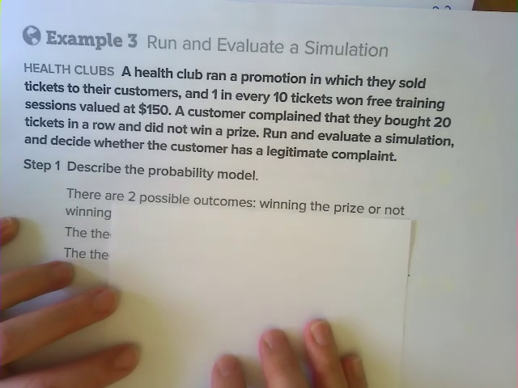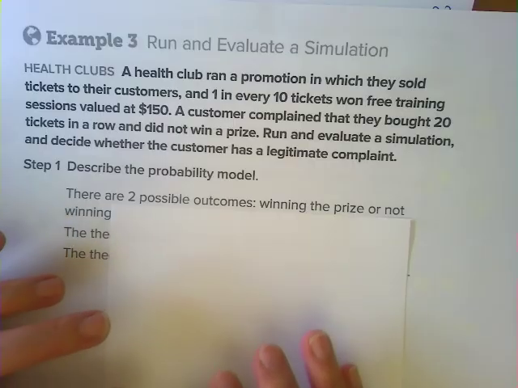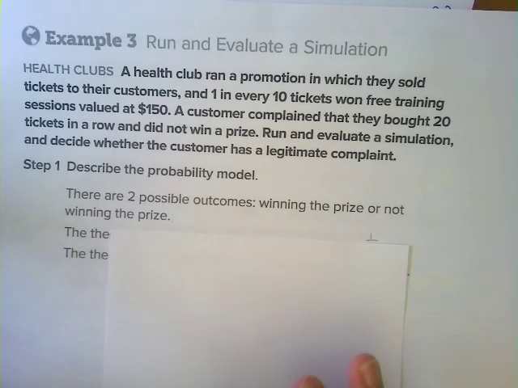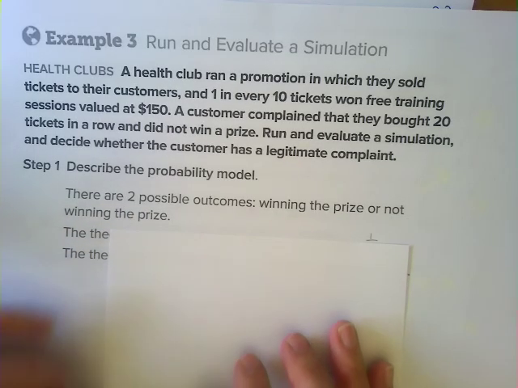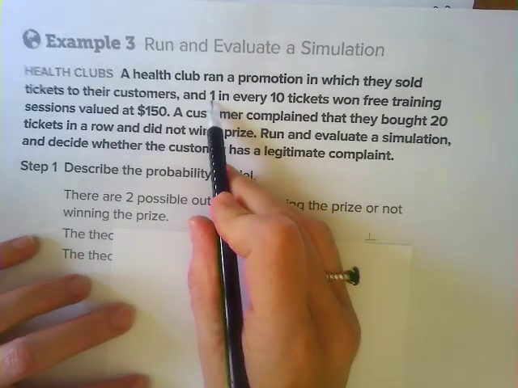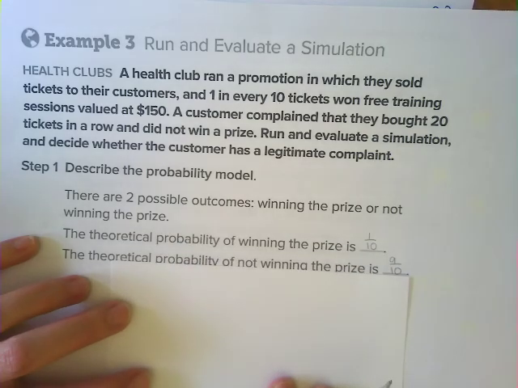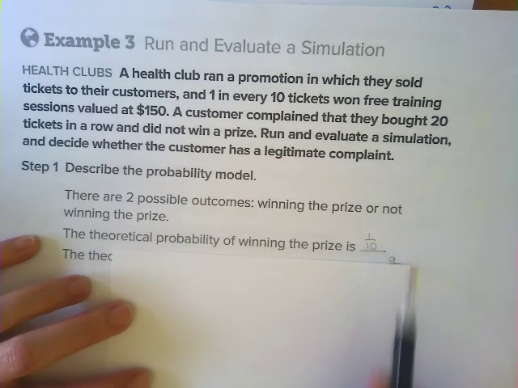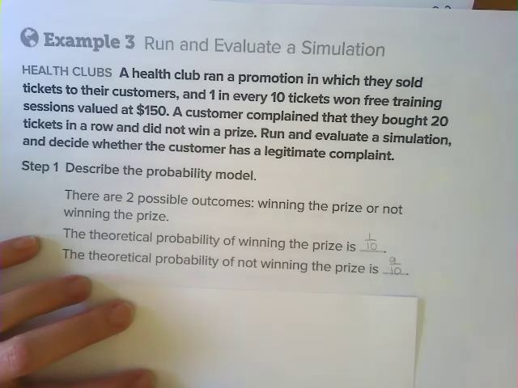Okay, describing your probability. So, what are my two possible outcomes? I either win the prize or I don't win the prize. Talking about your theoretical probability. So, what should occur? Well, 1 out of every 10 should be a winner. So, there would be your theoretical winning probability. What would be me losing? 9 out of 10. So, the other 9 should make you a loser.